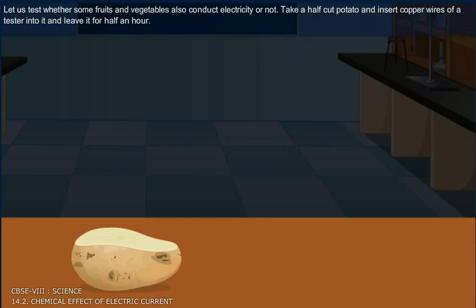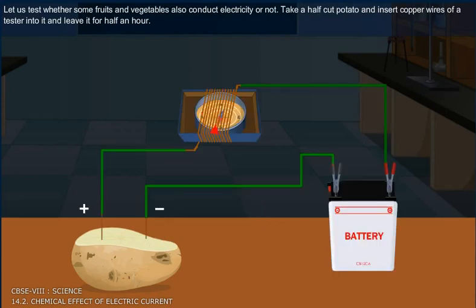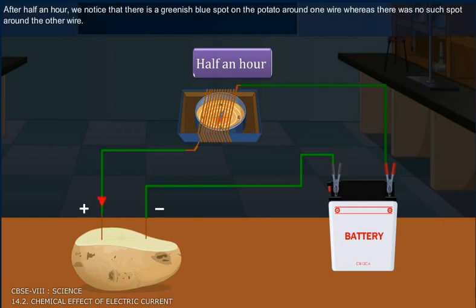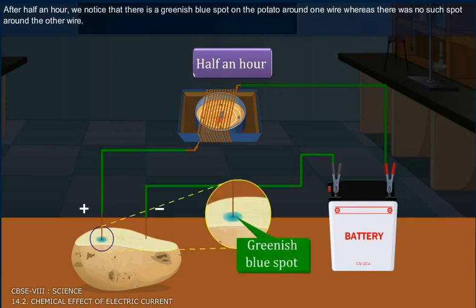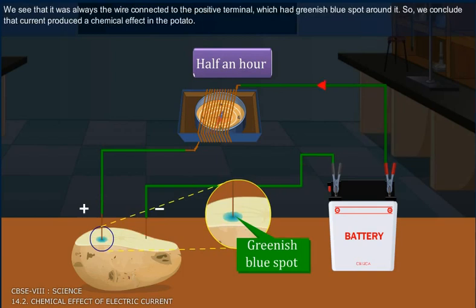Let us test whether some fruits and vegetables also conduct electricity or not. Take a half-cut potato and insert the copper wires of a tester into it. Leave it for half an hour. After half an hour, we notice that there is a greenish-blue spot on the potato around one wire, whereas there was no such spot around the other wire. We see that it was always the wire connected to the positive terminal which had a greenish-blue spot around it. We conclude that current produced a chemical effect in the potato.